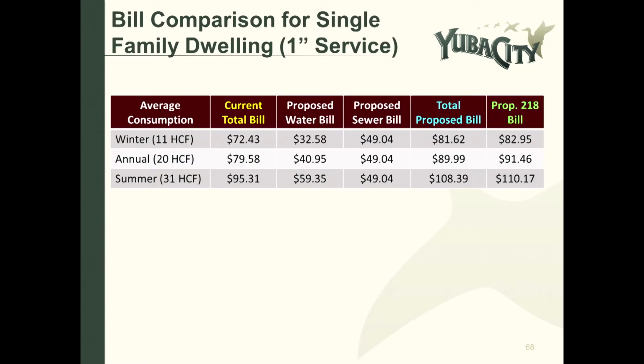So what does this mean for a single family dwelling with a 1-inch water service? Under the winter average condition where a property would use 11 units of water, their current total bill would be $72.43. Under the rates that were recently approved by council, it would be $81.62, and the Prop 218 bill would be $82.95.